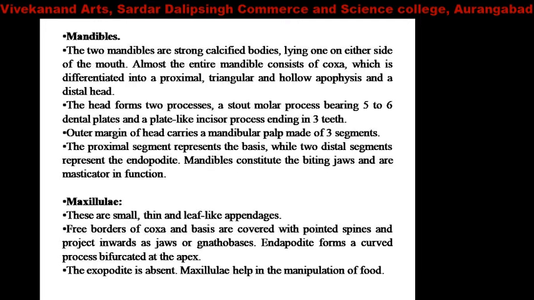Next appendage is the maxillule. These are small, thin and leaf-like appendages. They have free borders of coxa and basis covered with pointed spines and project inwards as a jaw or gnathobase. Endopodite forms a curved process which is bifurcated at the apex. Bifurcated means divided into two equal parts. The exopodite is absent and the maxillule helps in the manipulation of the food. Manipulation of food means that the food the prawn wants to ingest is selected there.